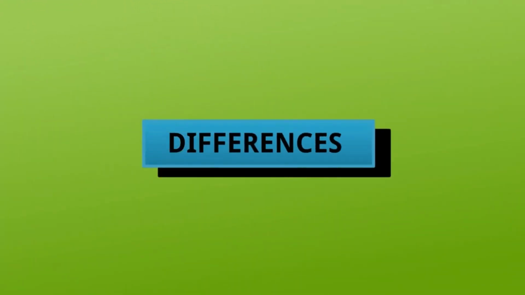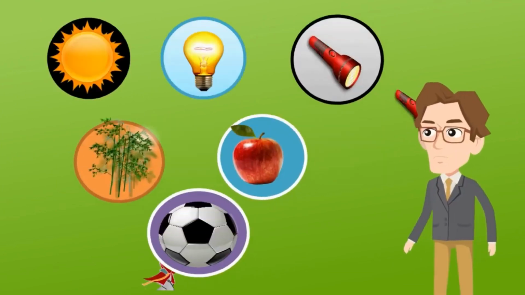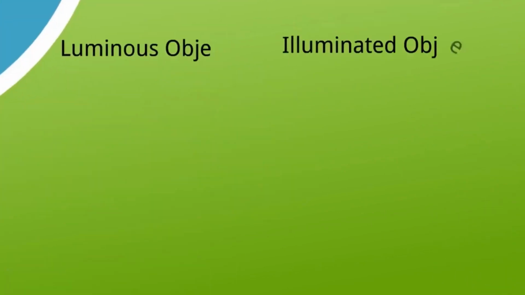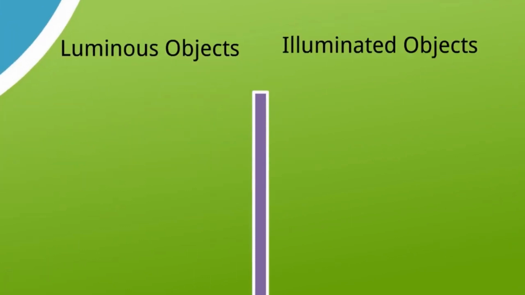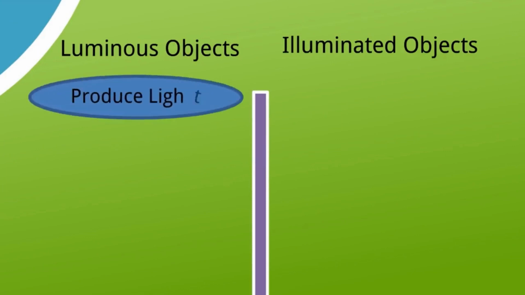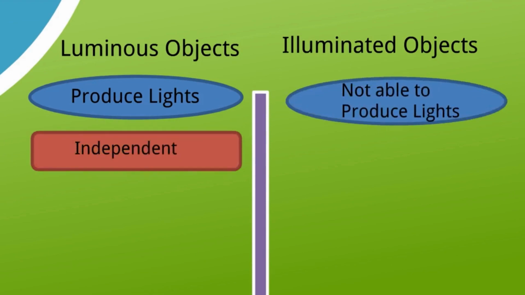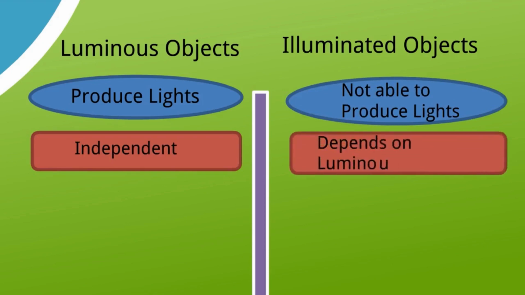Differences. Sometimes we get confused about the sun, bulb, torch, plants, apple, football. So don't be confused. We can easily categorize luminous and illuminated objects. Let's see the differences between luminous objects and illuminated objects. Luminous objects produce light. Illuminated objects are not able to produce light. Luminous objects are independent. Illuminated objects depend on luminous objects.